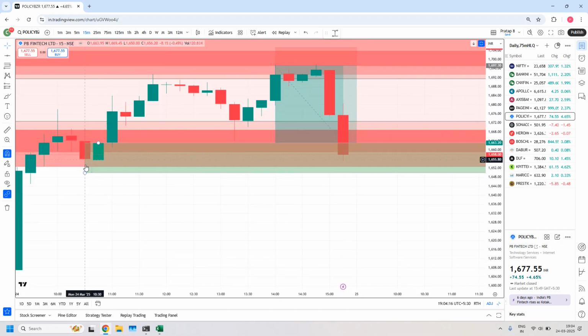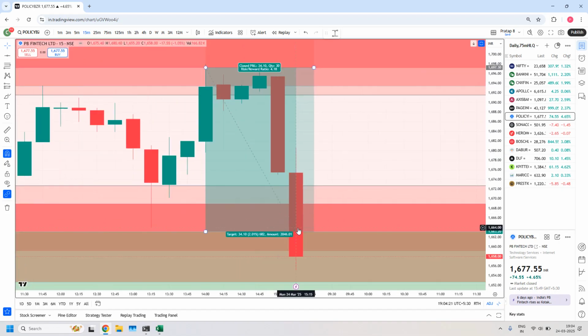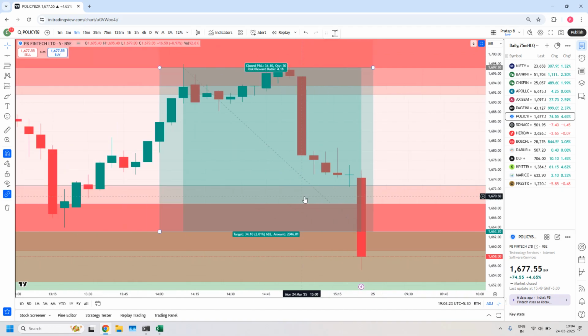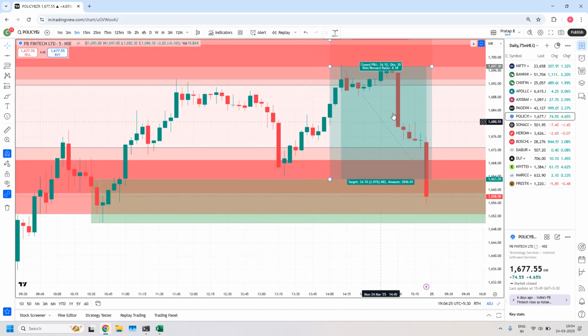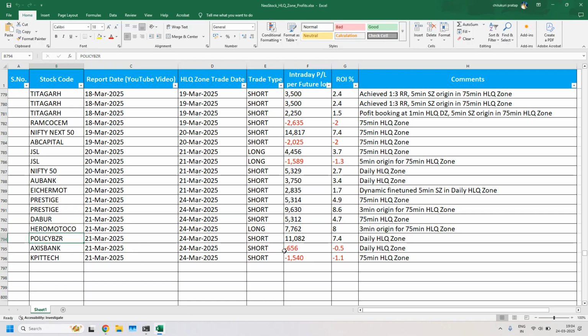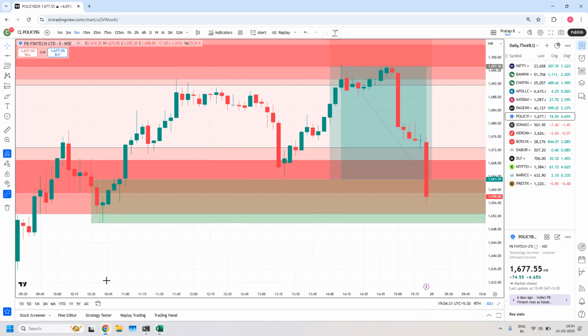We have a 15 minute zone, we have a drop, base, rally. The 15 minutes target zone, it reached. And moreover, it gave you 1:4 RR till the 15 minutes target. So this is the way Policy Bazaar has given you 11,082 rupees profit till the 15 minutes target. This is 7.4% ROI as per one futures margin cost. There is one more successful trade you got, that is Dabur.